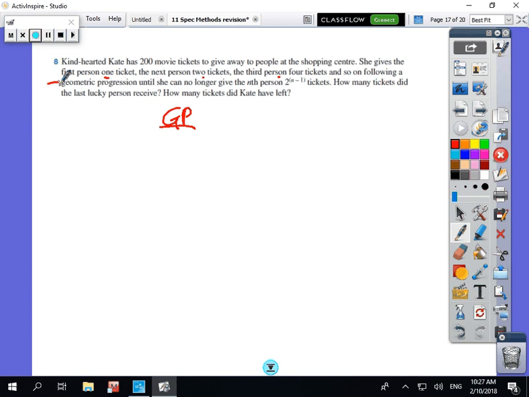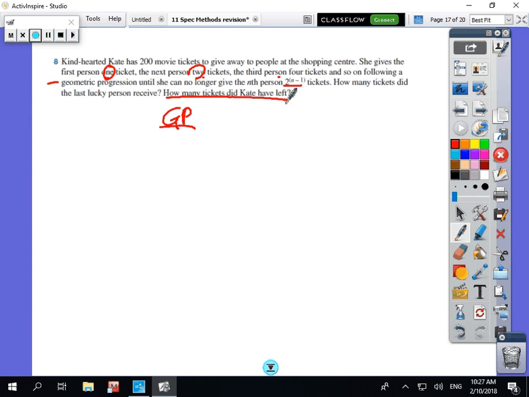Until she can no longer give the nth person two to the n minus one. So that formula there is where the one and the two are coming from. Okay. How many tickets does the last person receive? How many tickets has Kate left over?